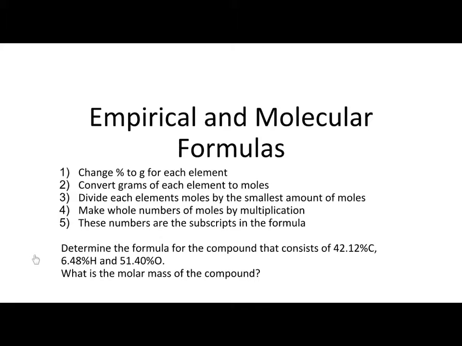So we can't have 1.5. So we have to multiply 1.5 by a number to make it a whole number. So what would we multiply 1.5 by to get a whole number? 2. If I take 1.5 and I multiply by 2, I'm going to get 3. I'm set. I'm ready to go. And then my last step, these numbers are the subscripts in the formula. So in step 4, whatever numbers you get after multiplying, those become your subscripts in your molecular or your empirical formula.